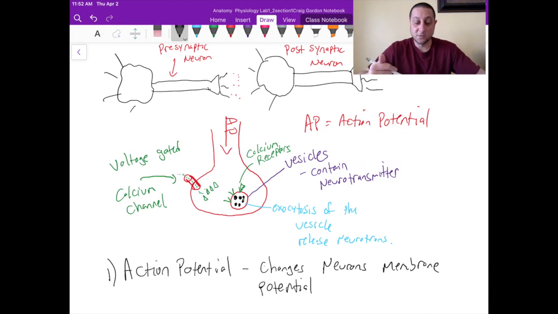In the next lesson, we're going to look at different neurotransmitters. So we'll have things like dopamine, serotonin, acetylcholine, and then we'll even look at a little bit of drugs and how that could affect the neurons.